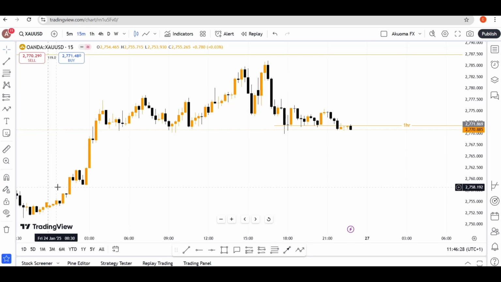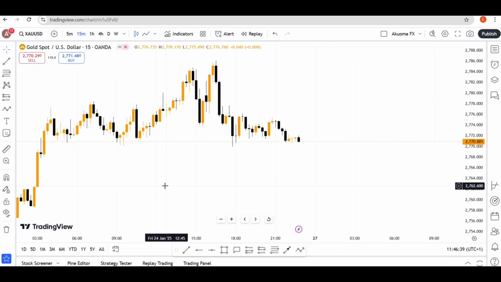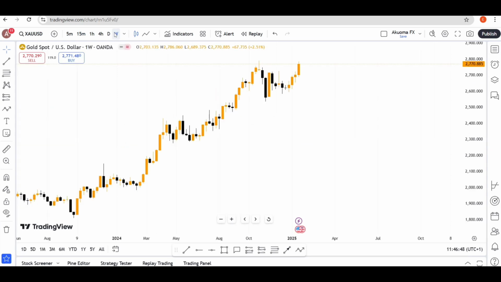Hi guys, I hope you can see my charts. So guys, when I do my analysis, I like starting from the weekly time frame down to the lower time frame. This is my weekly time frame. I like starting from the weekly time frame because it helps me get a clearer view of what I should be looking out for in the market.